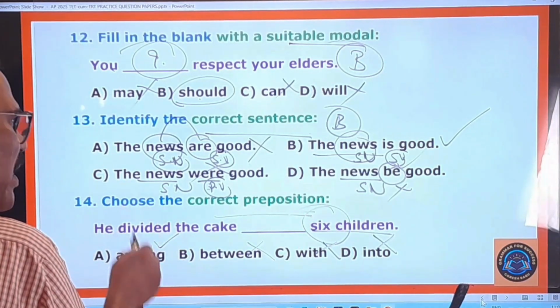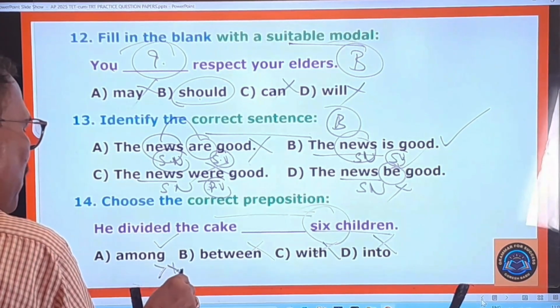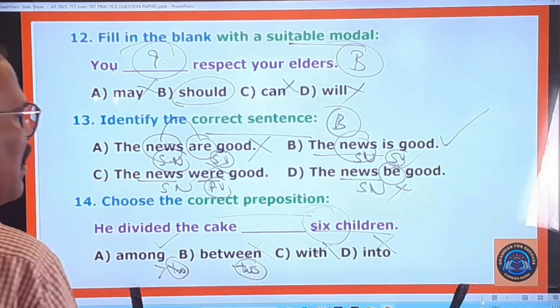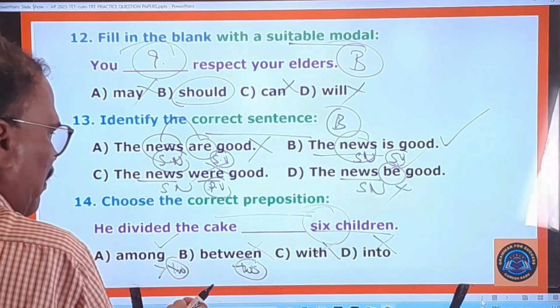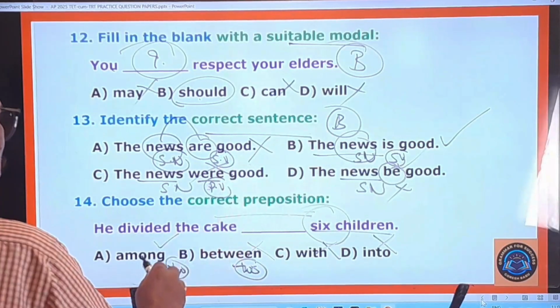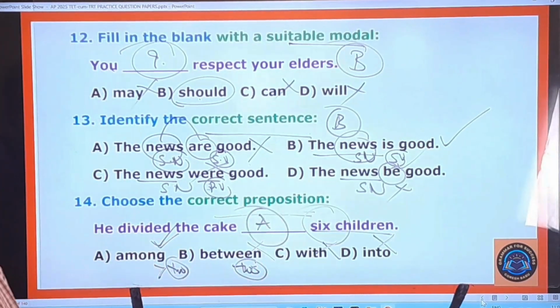Among is used to indicate the middle of more than 2. And between is used with reference to only 2 persons or 2 things. If there are 2 children, you could have used this one, between. But here 6 children are there, more than 2. Then you have to use among. So the first one is the only right answer.